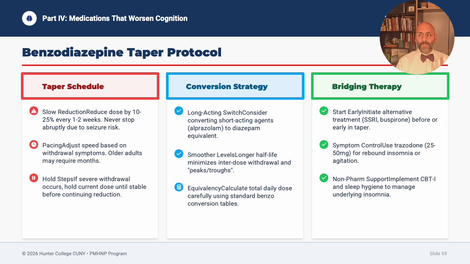Second, the conversion strategy. So for short-acting agents like alprazolam, you want to consider switching to longer-acting agents like diazepam. The longer the half-life, the smoother the peaks and troughs will be, and you will reduce those interdose withdrawal symptoms. And you always want to calculate equivalency carefully using a standard conversion table. Third, you want to look at bridging therapy. So you want to start the alternatives early, like an SSRI or buspirone for anxiety. For rebound insomnia or agitation, low-dose trazodone can help. And don't skip the non-pharmacological CBT for insomnia and sleep hygiene as essential for long-term success.